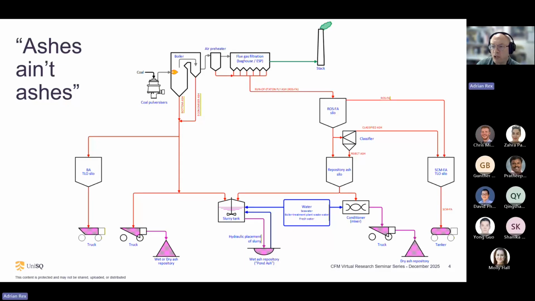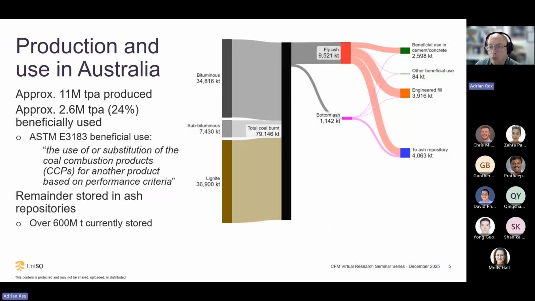Okay, so how much of this ash do we produce every year in Australia? Well, in Australia, we burn about 80 million tonnes per year of coal, producing around 12 million tonnes of coal combustion products, of which we beneficially use just under 3 million tonnes. I use the word beneficially use because you'll see a lot of quotes in the literature, references, that Australia utilises over 50%. Well, that's not true when you look at the definition of beneficial use.